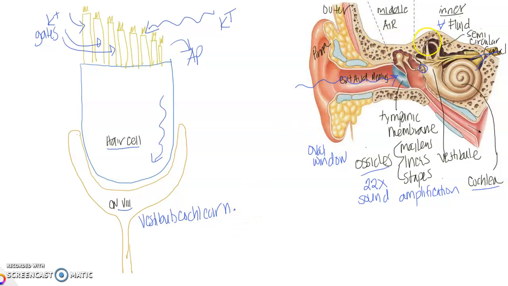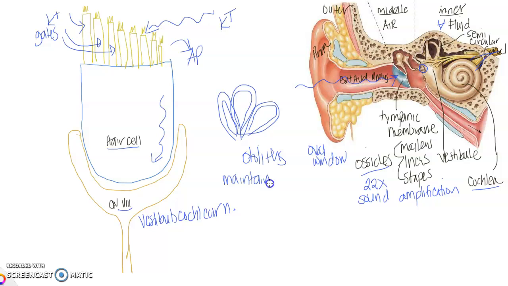The semicircular canals here are also filled with fluid. Those canals look kind of like that, and they're fluid filled, and they contain weird rocks called otoliths. Every time you move your head, those rocks move, and they help you maintain balance at any position.